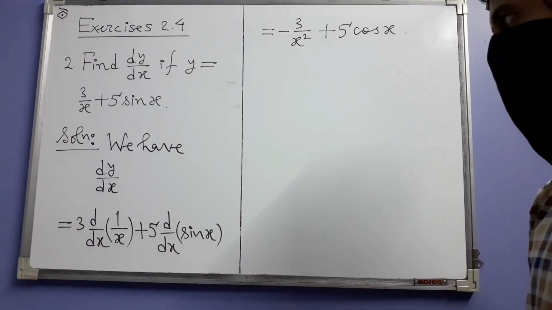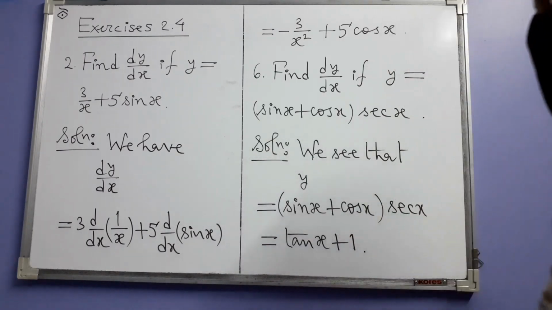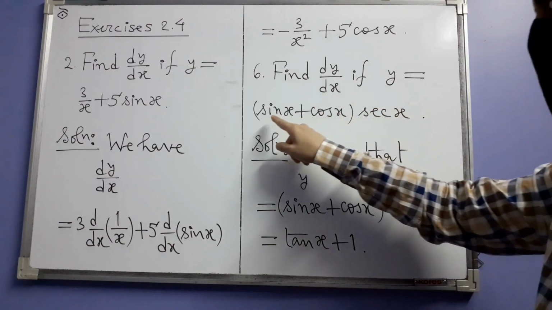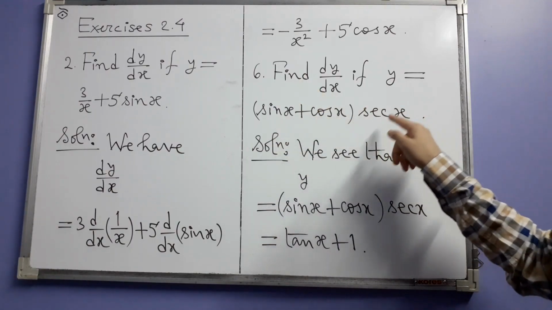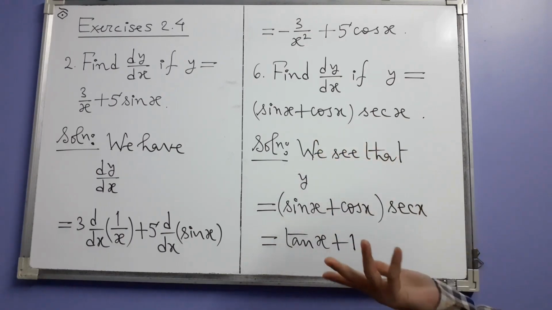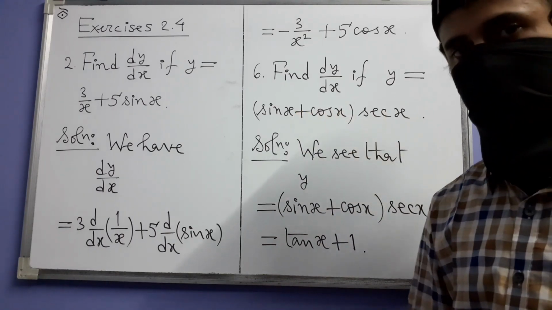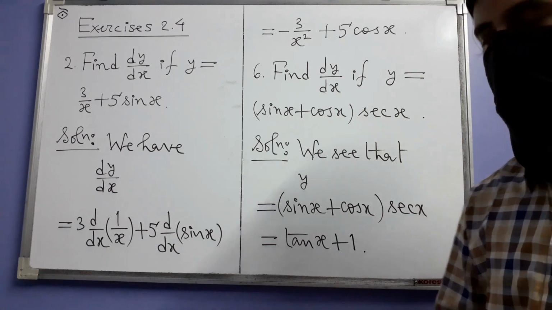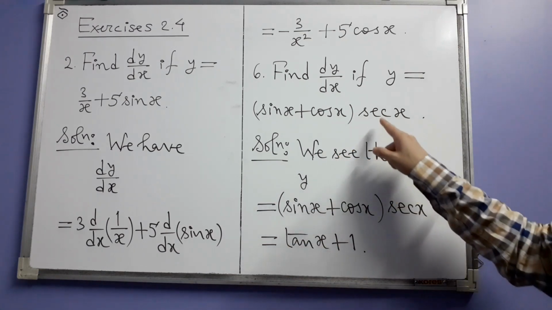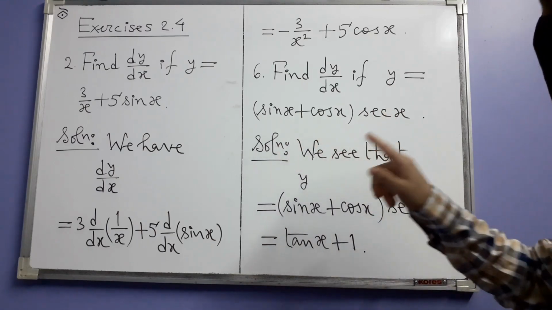Next let us take the sixth one. Here again we have to find dy dx if y equals sin x plus cos x times secant x. Now instead of straight away blindly going for the product rule, because you can simplify y. If you do the multiplication, what are you going to get?